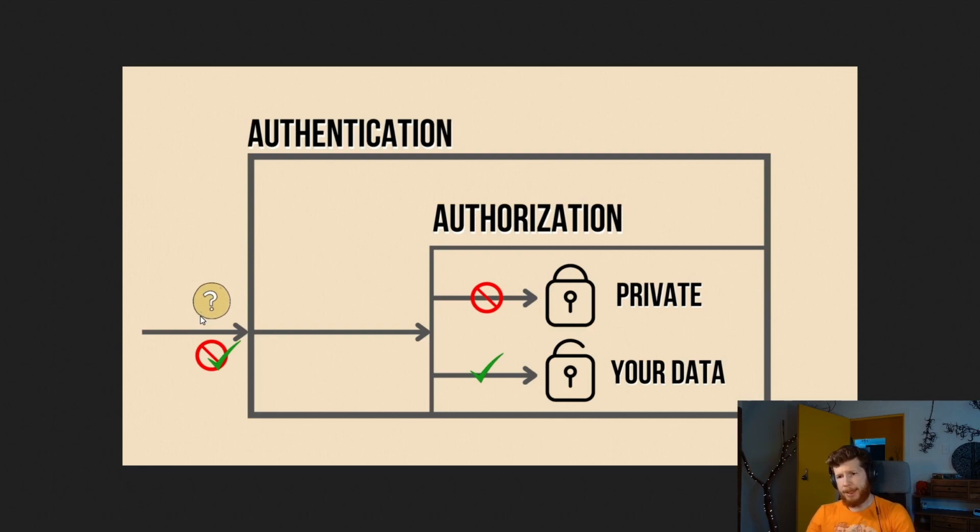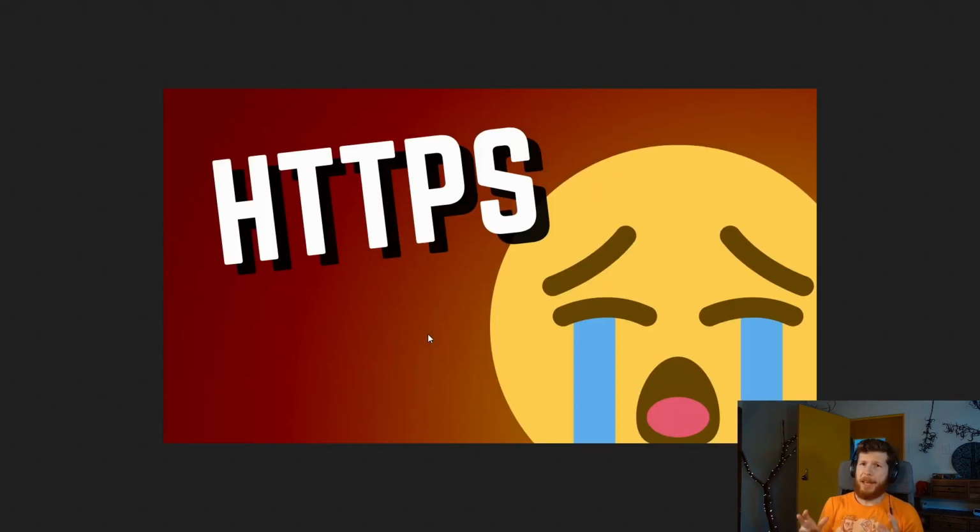You might be authenticated so you can get into the API, but not authorized to access some data, so you're gonna get an error. Or you might be authorized to use the data, maybe it's your data, but you're not authenticated to talk to API properly. HTTPS. I'm not sure if it's worth mentioning in 2022, but using HTTP is not something you want to do.